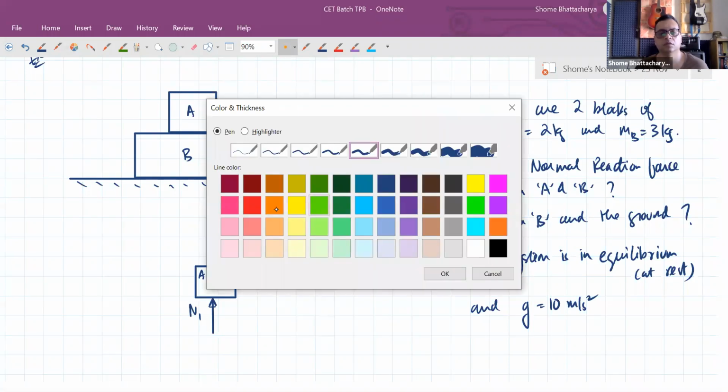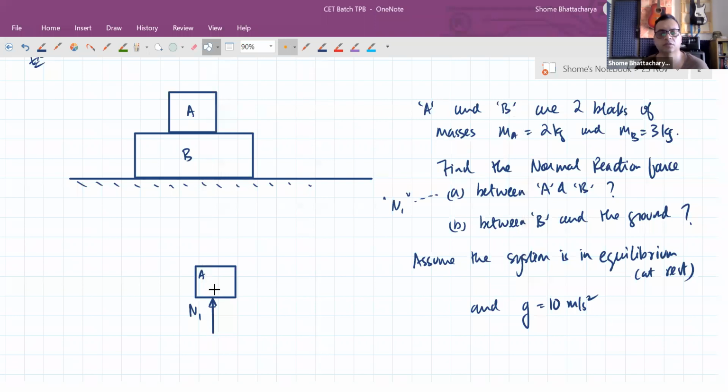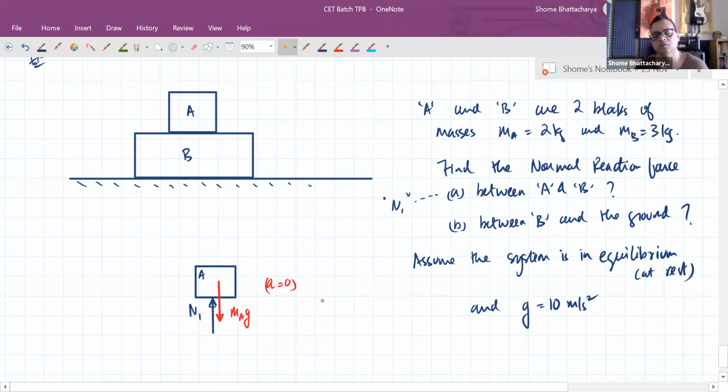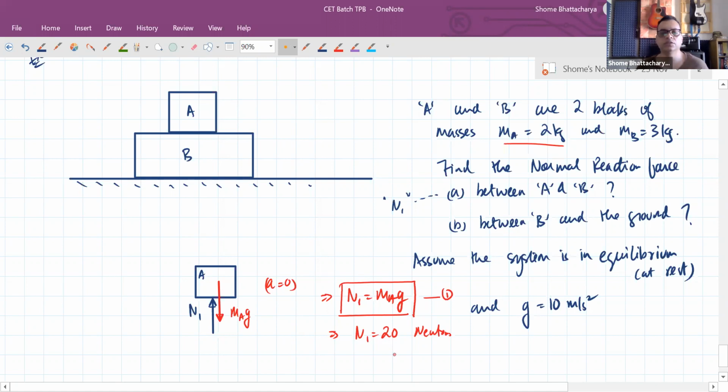And of course, there will be the weight of the object. That is mass of A into g. And the block is at rest. So N1 should balance the weight of this. So this becomes our first equation. So N1 becomes 20 newtons, because the mass of A we have taken as 2 kgs.